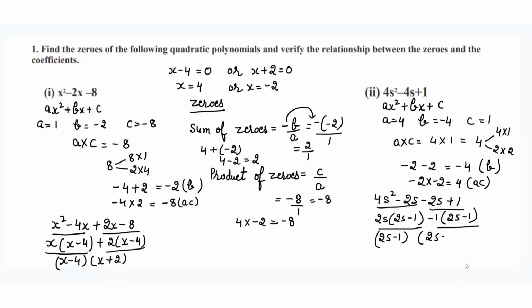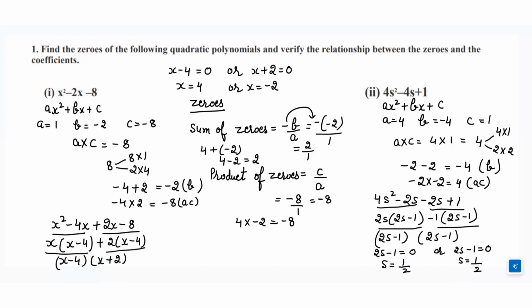2s minus 1. So we have to find out what the values of the zeros are. So let's find out. We will write down 2s minus 1 is equal to 0, or 2s minus 1 is equal to 0. Both are the same, so we are getting the same value for s. So s is equal to 1 over 2, and from here also we are getting s equals 1 over 2. That means the values of the zeros here are 1 over 2 and 1 over 2.